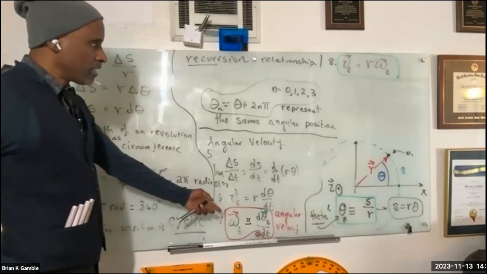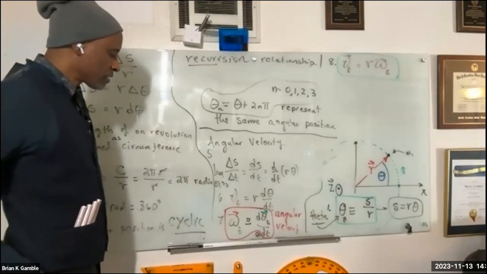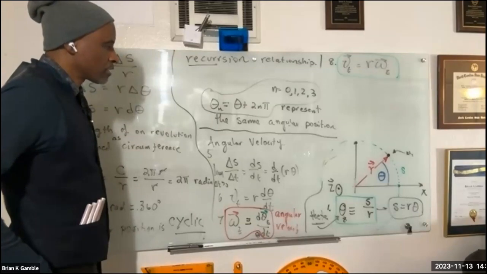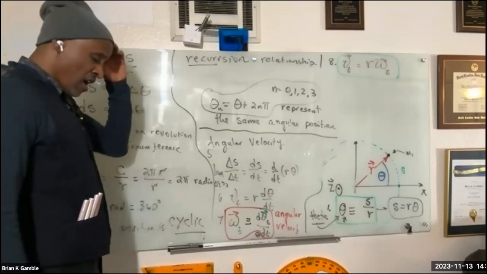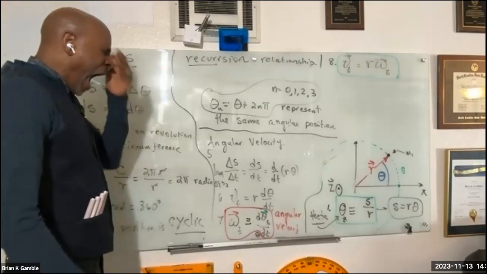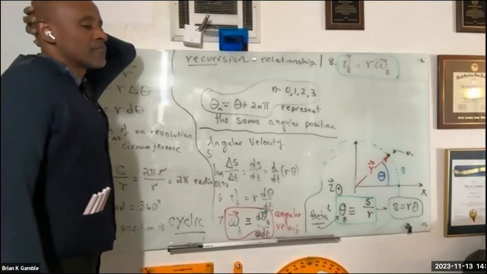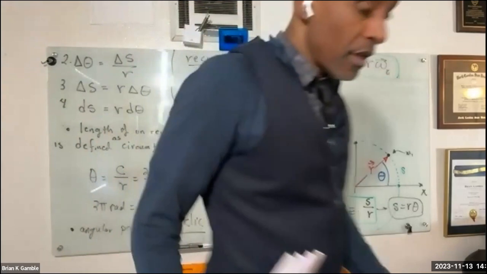And of course, the speed is just the magnitude of the velocity. So it would be defined in the same way, just like with linear motion, meaning that the speed is the magnitude of the velocity.